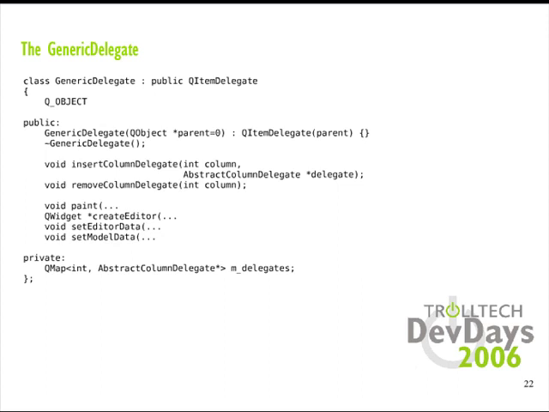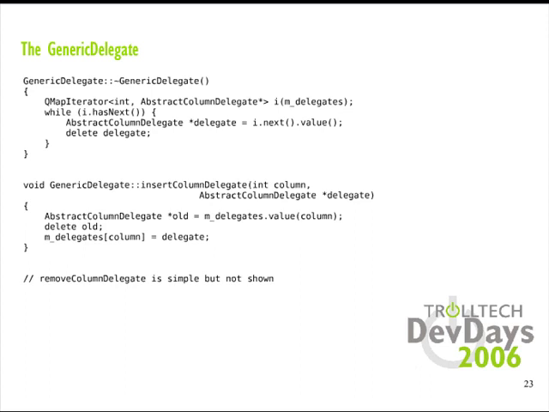Okay. And the only information we need to store is a map that tells us, for a given column number, what's the abstract column delegate. Okay, so that's pretty straightforward. I could have used a hash, of course, because I don't need any ordering.